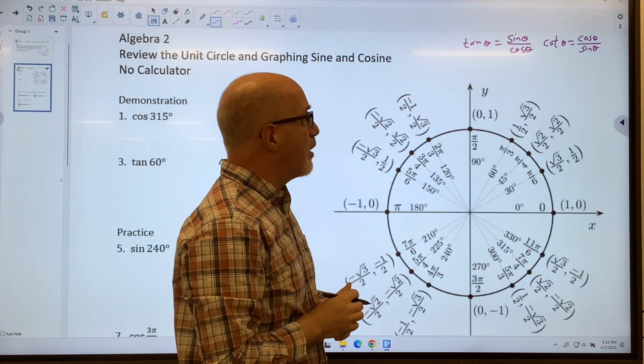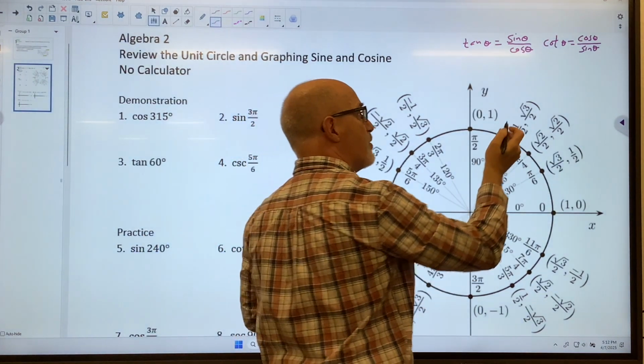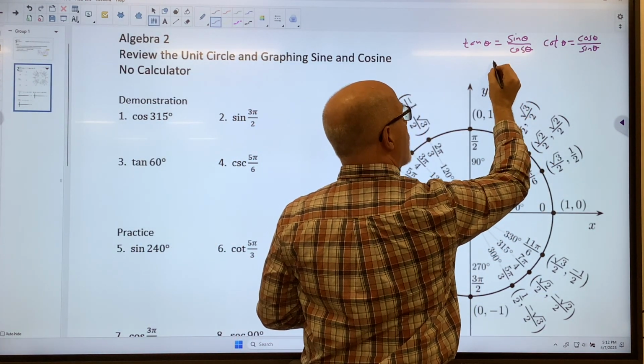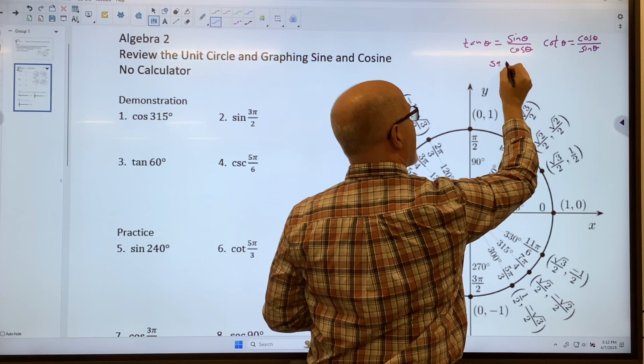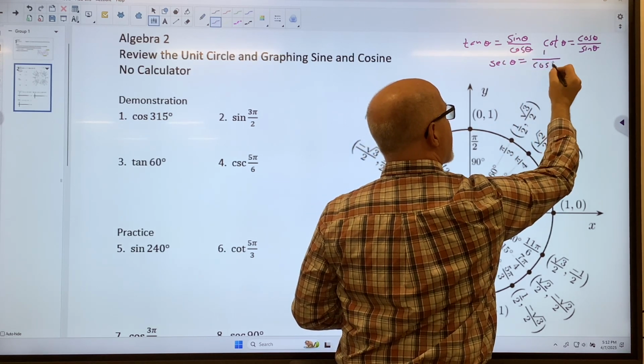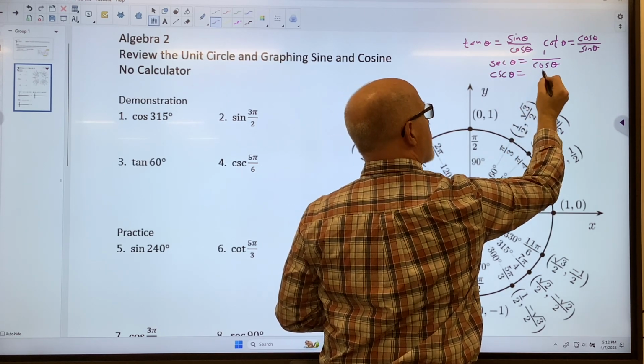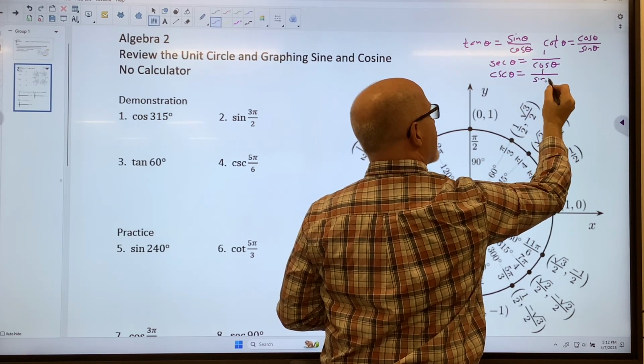Then the second set will be the other reciprocal identities that we know. So one of them is that secant theta is equal to 1 over cosine theta, and that cosecant theta is equal to 1 over sine theta.